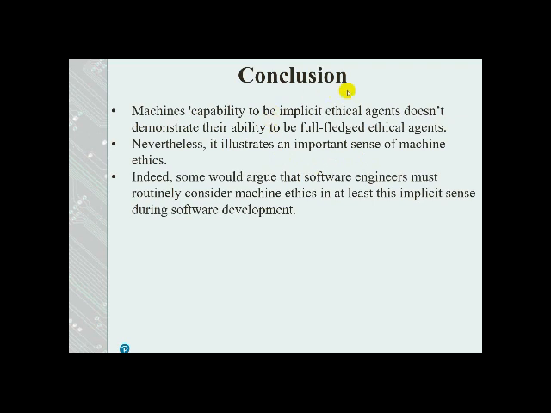Conclusion: a machine's capability to be an implicit ethical agent does not demonstrate their ability to be full-fledged ethical agents. Nevertheless, it illustrates an important sense of machine ethics. Indeed, some would argue that software engineers must routinely consider machine ethics in at least this implicit sense during software development.